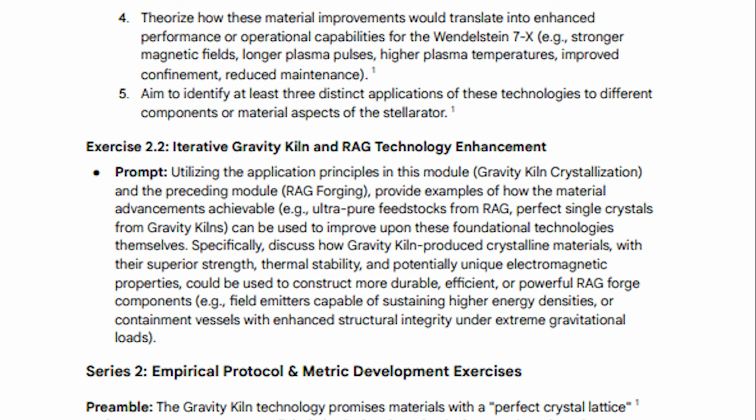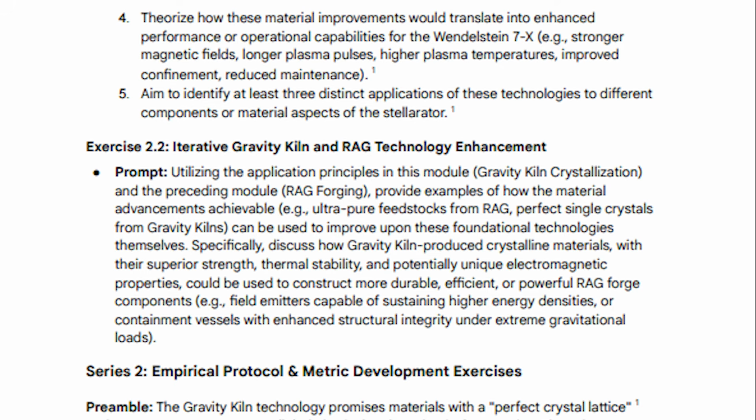Specifically, discuss how gravity kiln produced crystalline materials with their superior strength, thermal stability, and potentially unique electromagnetic properties could be used to construct more durable, efficient, or powerful RAG forged components. e.g., field emitters capable of sustaining higher energy densities, or containment vessels with enhanced structural integrity under extreme gravitational loads.